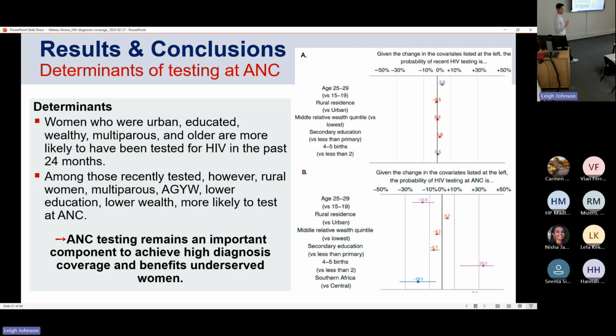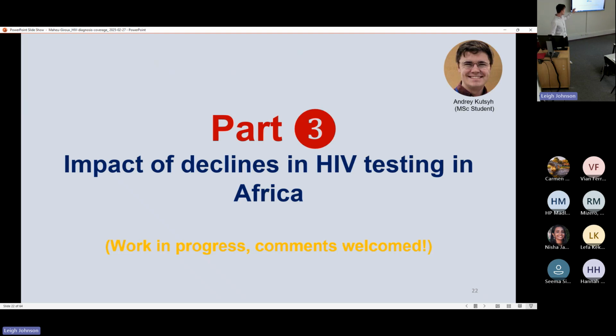So then one of the conclusions from this work was that we should include testing at ANC in Shiny 90, the model that we've developed. But then we got distracted by the COVID pandemic doing other things, so this was a little bit delayed. But we did it in this part of the work. This was work by Andrew Kutsi, who's a master's student at McGill. This is work in progress, so comments are welcome.